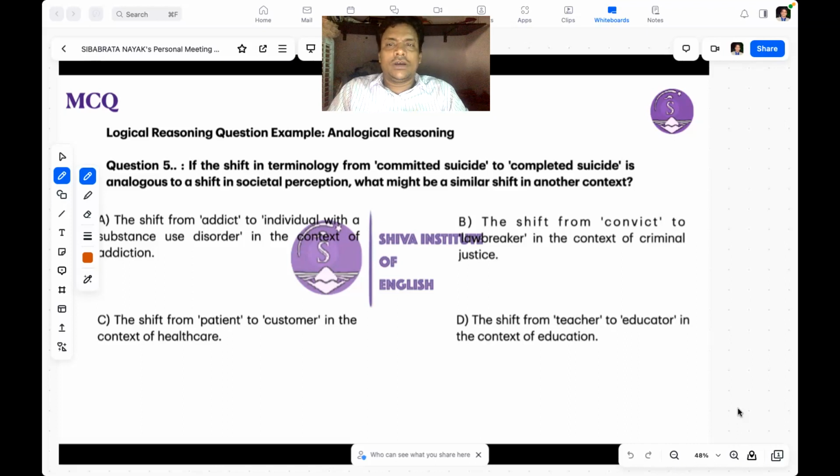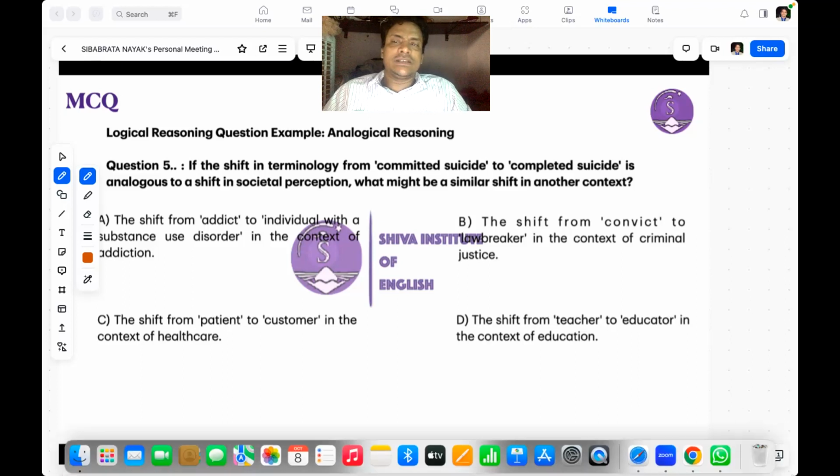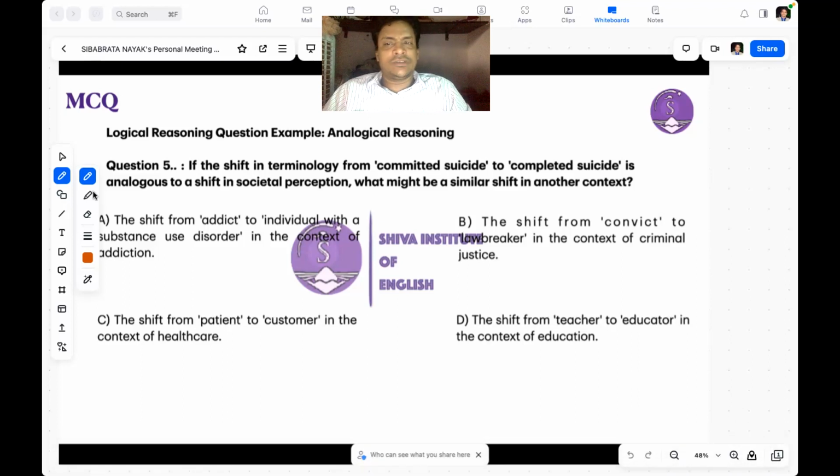So, moving to the next question, question number five. On the basis of this question, we move towards another type of question, which is known as analogical reasoning questions. What are analogical reasoning questions all about? The meaning of analogy is depicting the relationship between two ideas. Let's see what this analogical reasoning question type tells us here.